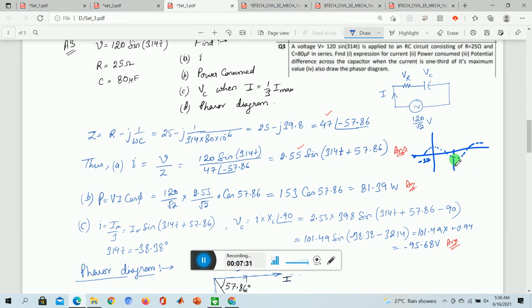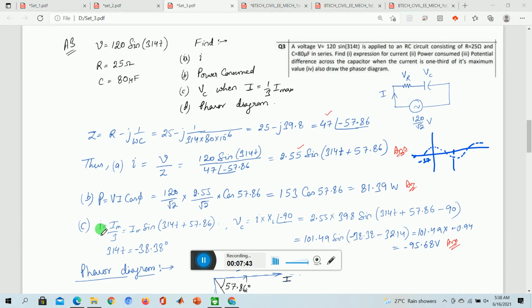We need not draw this current waveform anywhere, because it is mentioned that when the current is 1/3 of its maximum value. So here instead of writing I, we write Im by 3. So Im is cancelled out. This is sine inverse of 1 by 3 will give me some value, and if I subtract it from 57.86, I get omega t, that is 314 t is equal to minus 38.38 degree.